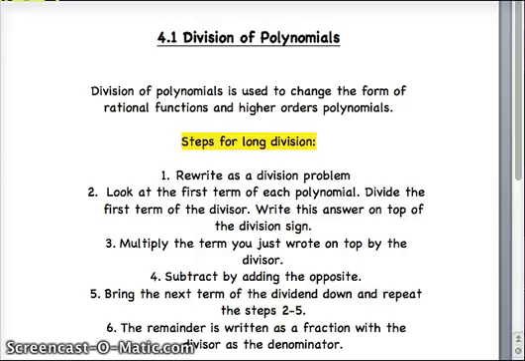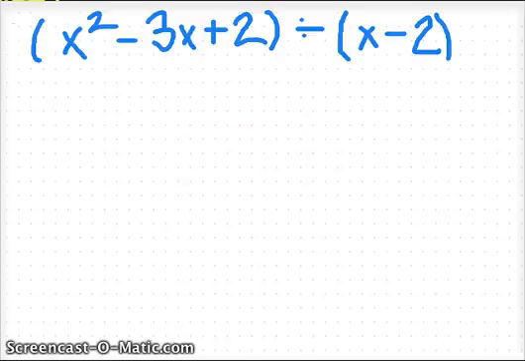On the next screen, I'm going to show you step by step how to do it, so I won't seem all confused here. Okay, so what we're going to do is divide x squared minus 3x plus 2 by x minus 2. In the first step, you want to put it into the division problem.